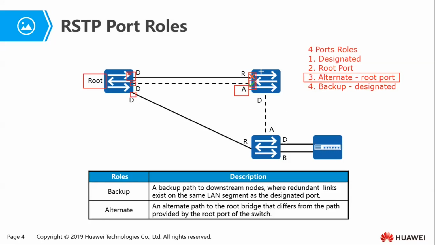Okay, now let's look at the backup port. Here, this switch is connected to another switch using a redundant link, 2 redundant links. Of course, one of them will be a designated port in order to forward BPDUs to this lower switch. Yes, Nick?